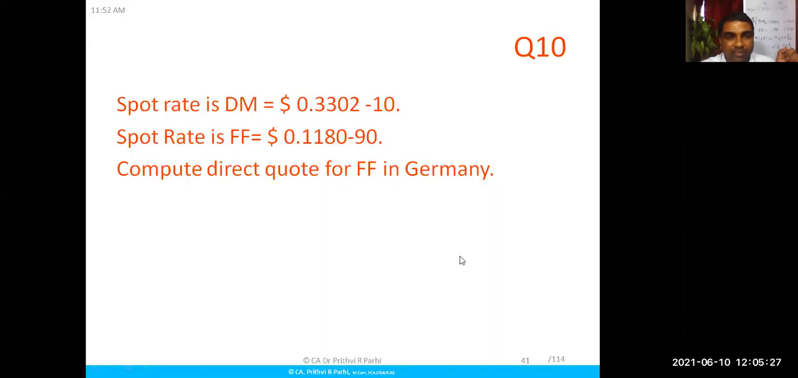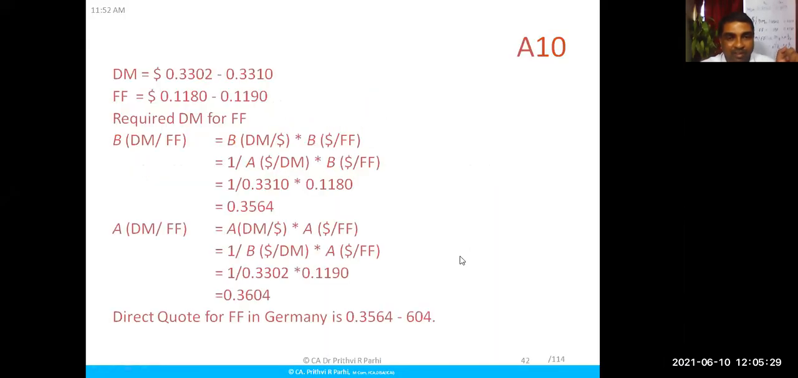Now calculation part is over. You have understood this. So 0.3564 and 0.3604. Okay, this is our quotation, and we can quote it like this: 0.03564 dash 604, up to 3 digits we can. The way the banker has quoted, the same way we have to quote.